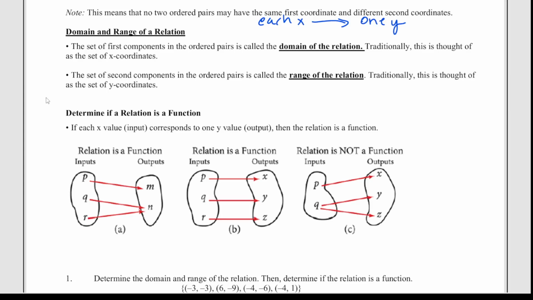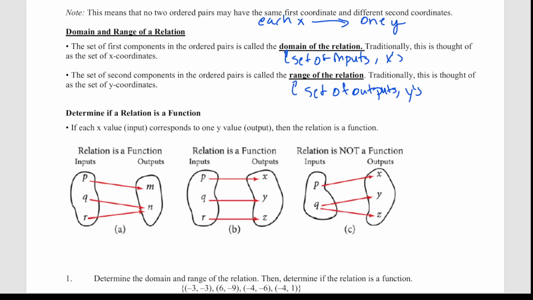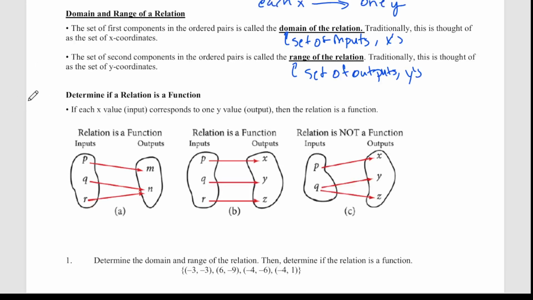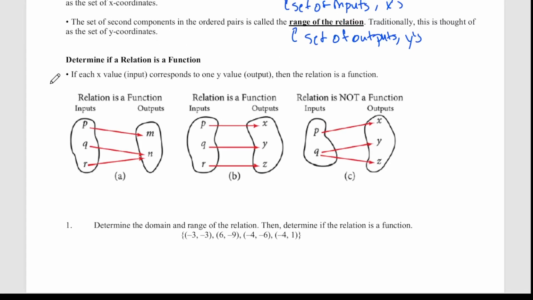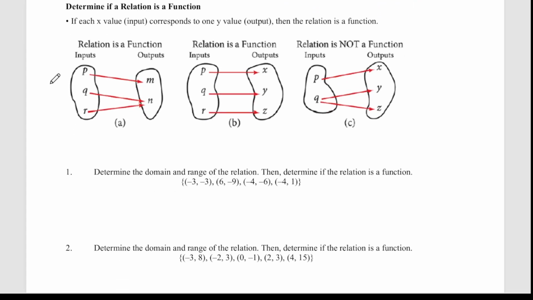Recall also that the domain is your set of inputs, most commonly your x's, and the range is your set of outputs, most commonly your y's. I'm going to say x's and y's because if you're talking about an actual graph on the coordinate plane, that's what it's going to be corresponding to, but technically the concept of a function is a bit broader than that. Now we talked quite a bit about this idea that a function is defined as each input having one output.